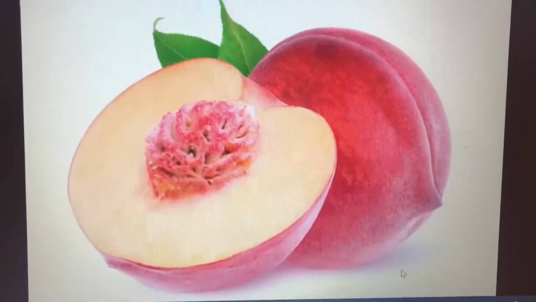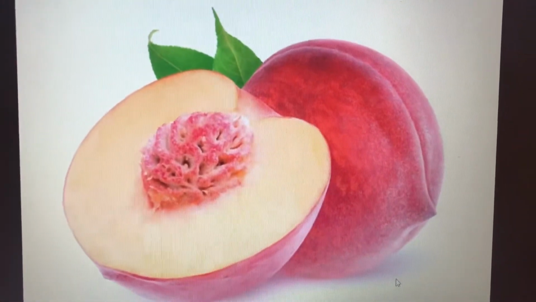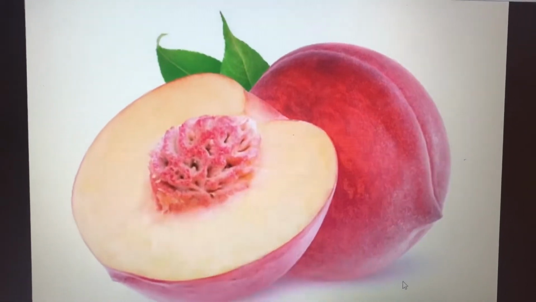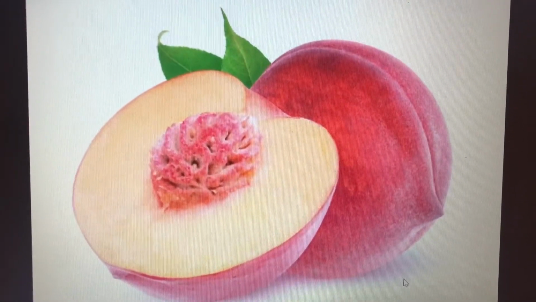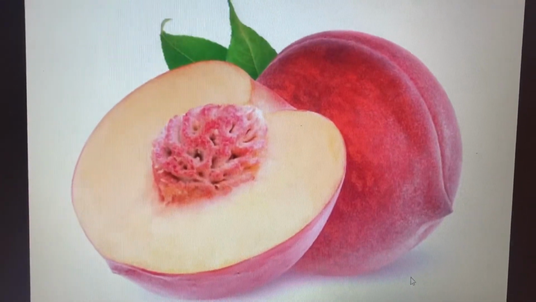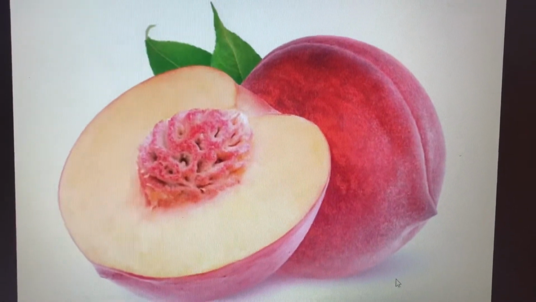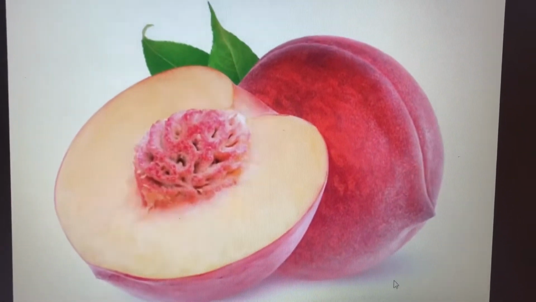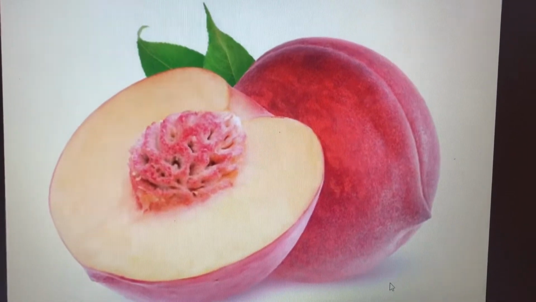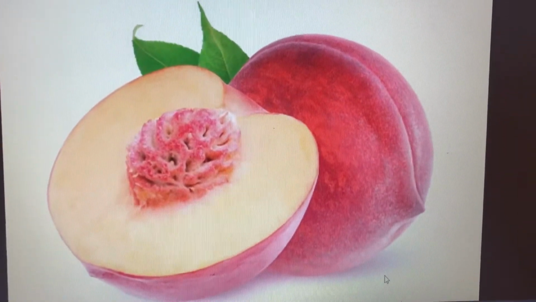So let's look at this picture here. So it's a peach, right? It's sort of like a sphere, not a perfect sphere, but we could say that it is a sphere. And the one in front, we cut that peach, right? So we can see the inside of the peach. We can see the color, we can see the seed inside, right? And that's exactly the way that we want to think about our Earth.